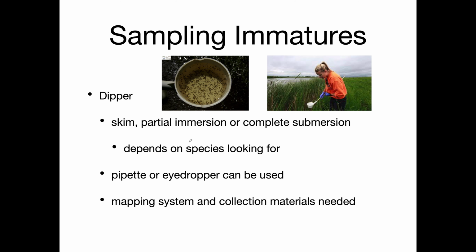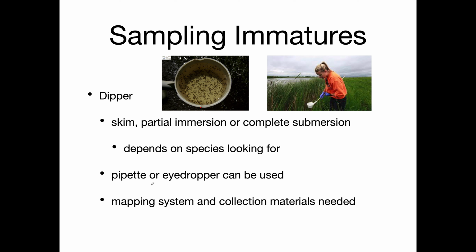So sampling immature larvae, we use a dipper, and this is a big white cup with 2 grooves in it, and it's attached to a big long extending pole. The pole can extend anywhere from 6 to about 10 feet, depending on the type of dipper that you have. Most of them are about 6 to 8. With the dipper, you skim and partially immerse it in the water, and that will look for the Aedes mosquito, or you will completely submerge it and that looks for the Culex mosquito.